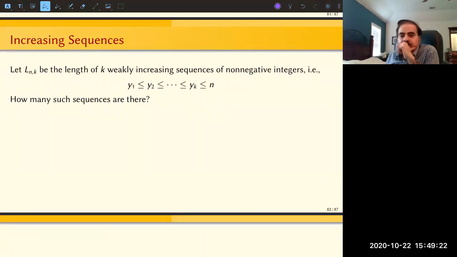What about this one? We want to find k integers that are in increasing order such that all of them are less than or equal to n.